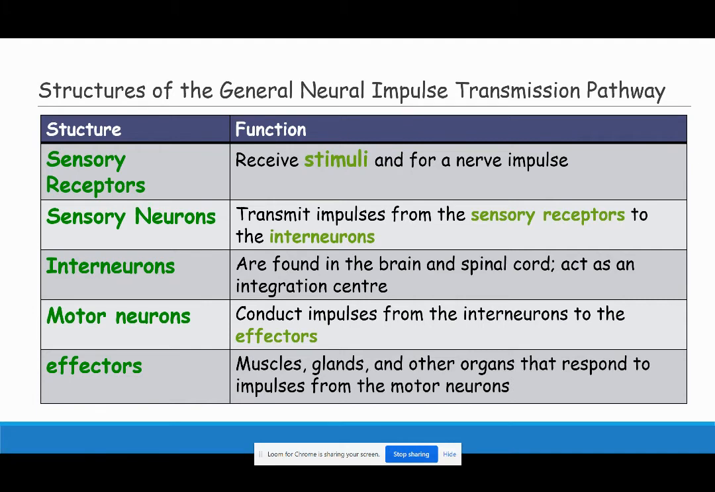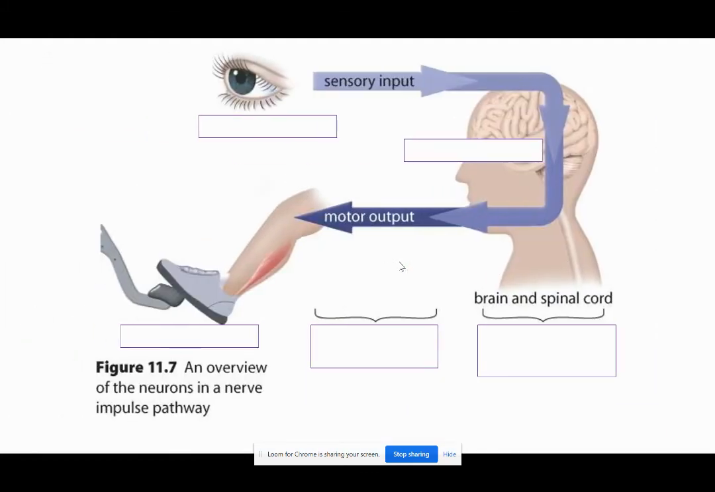And then signals are sent from interneurons within the CNS out through motor neurons, which are part of the peripheral nervous system, and carry those nerve impulses to effectors. Effectors include things like our muscles and other glands that respond to impulses. So those are the general terms we need to recognize when we're looking at neural pathways.